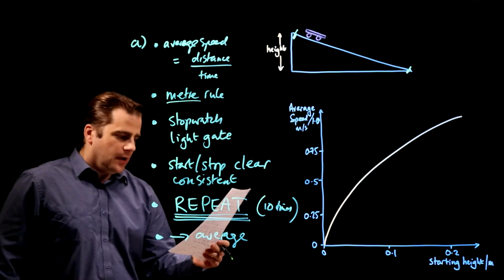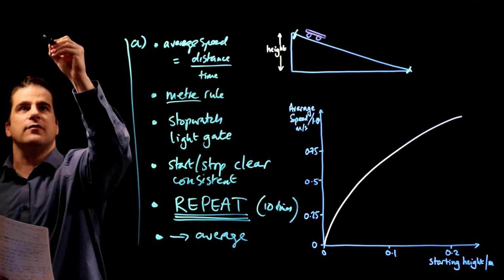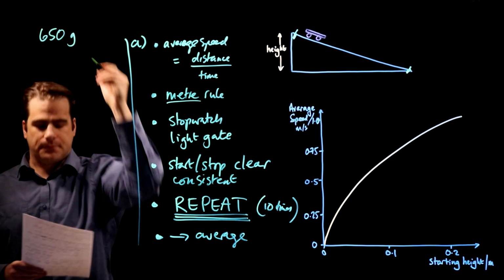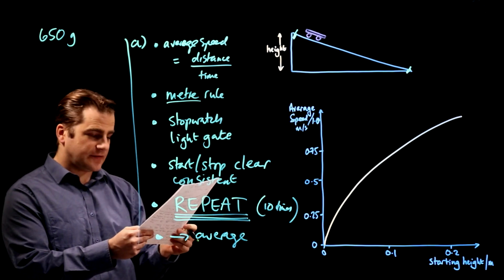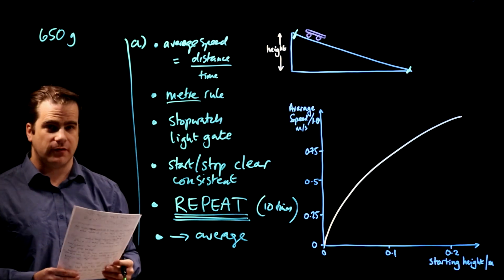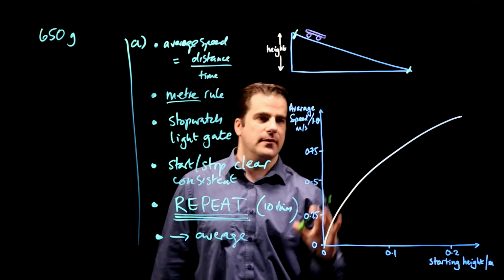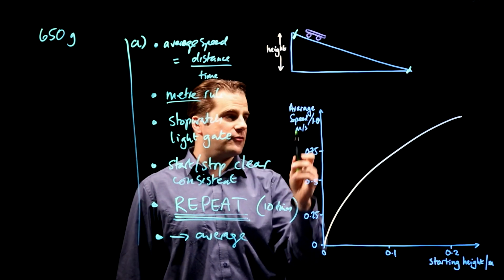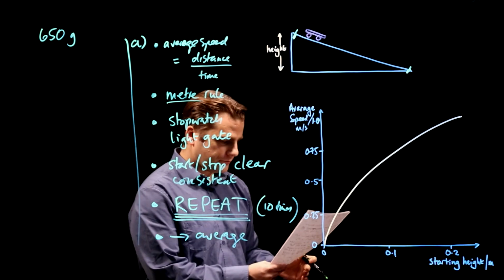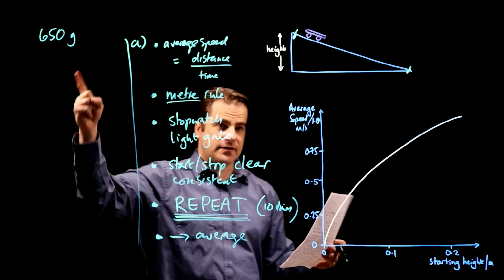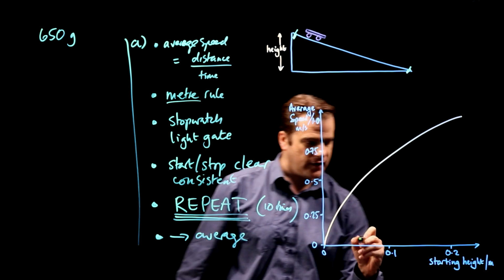B. Right, the trolley mass is 650 grams. Calculate the average kinetic energy of the trolley, which had a starting height of 0.075 meters. Right, we're over here, we're looking at the graph. So they've given us this graph of the average speed of the trolley. This is the student's results against starting height. Okay, mass of the trolley, 650 grams. Calculate the average kinetic energy of the trolley, which had starting height 0.075 meters.